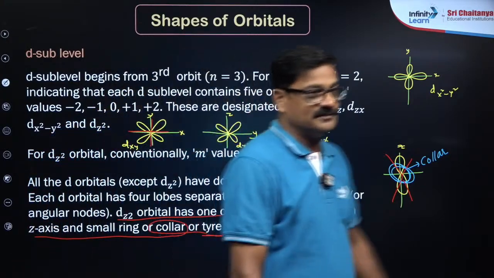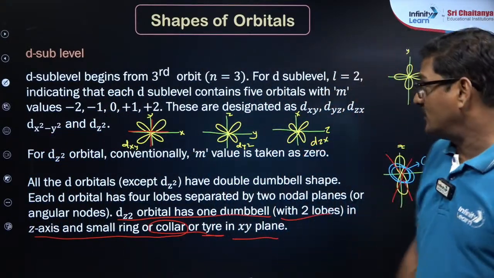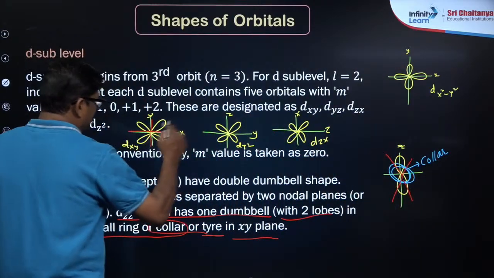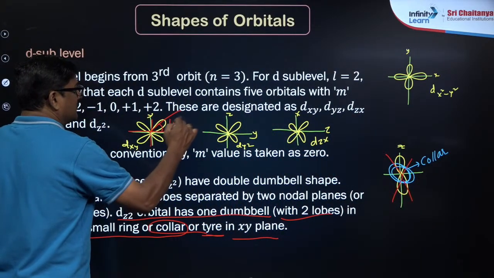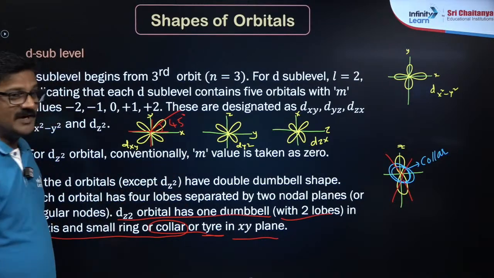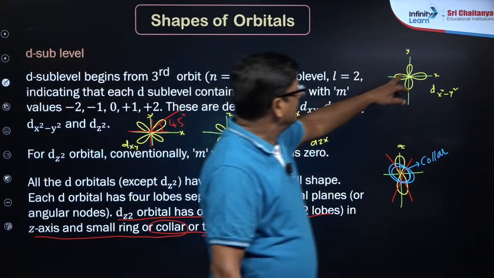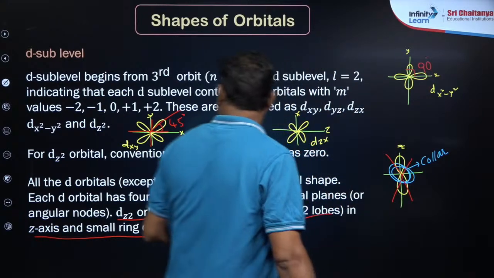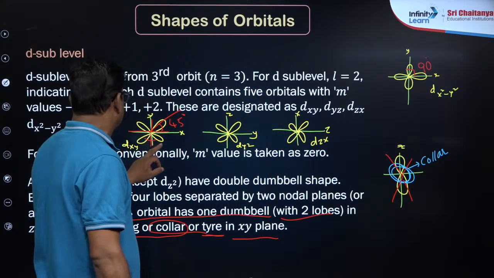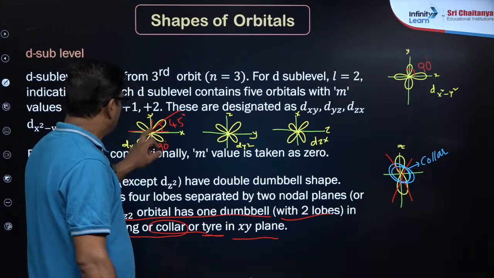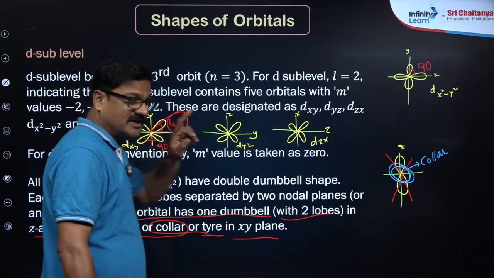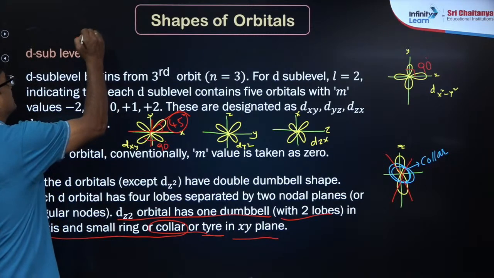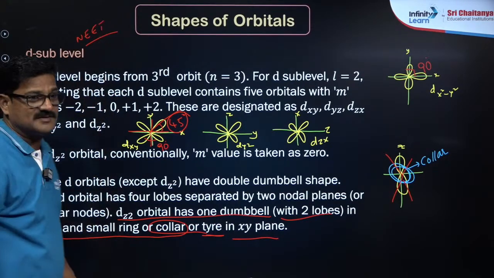That's very important. For the dxy orbital, what is the angle made by a lobe with the x axis? That is 45 degrees, right? And these are 90 degrees, and any lobe is 90 degrees again. With the x axis it is going to be 45 degrees. That kind of question you can expect in the NEET examination based on the shape of the orbitals.